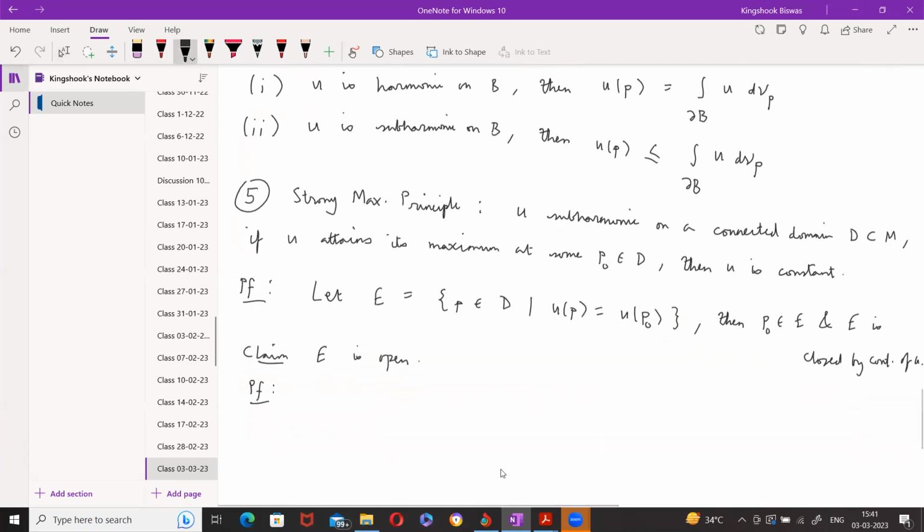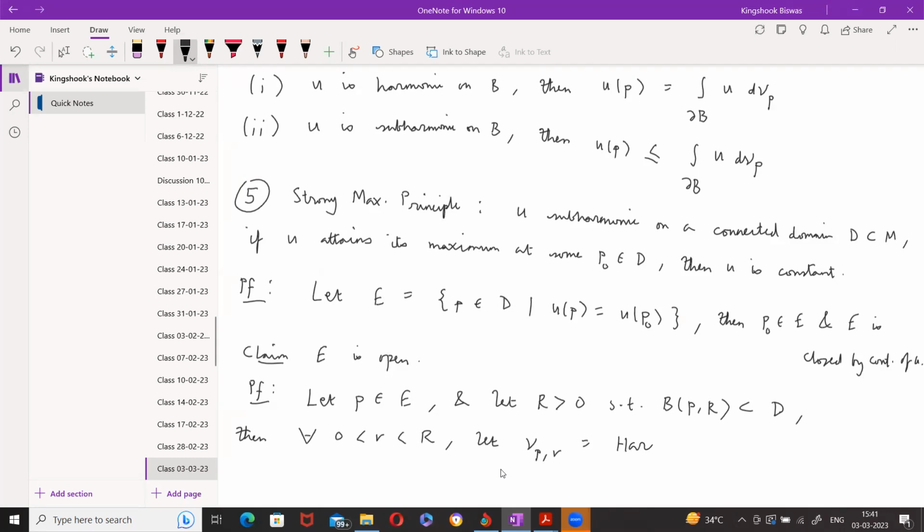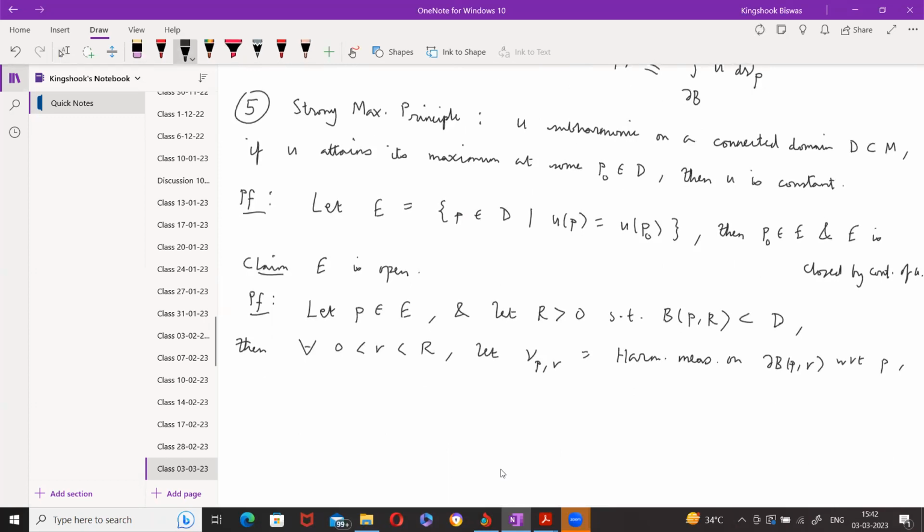So let P be a point in E, and let R be positive such that the geodesic ball B P R is contained in D. Then for all little r less than R, let nu P little r equal the harmonic measure on boundary B P little r with respect to the point P.